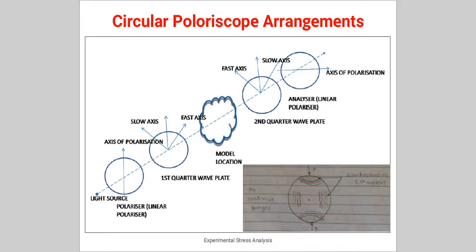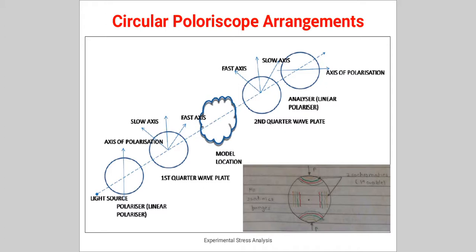Now, by using this arrangement, I have to calculate the magnitude of principal stresses. But actually, we are not calculating the magnitude of principal stresses directly; we calculate the parameter required for that magnitude by using the circular polariscope arrangement. Therefore, the statement is made that the circular polariscope arrangement is used to find the magnitude of principal stresses. As we know, one formula in experimental stress analysis is derived by using the stress optic law.